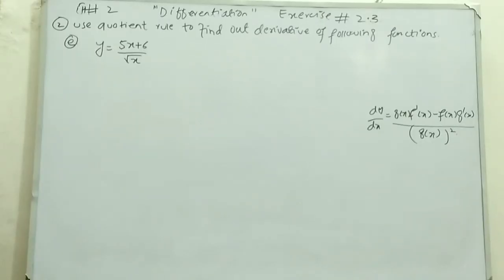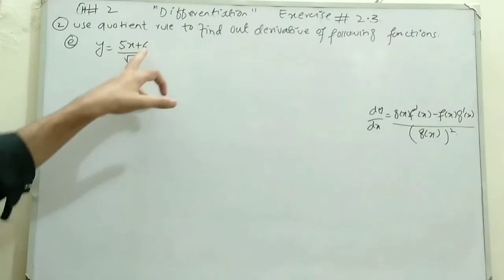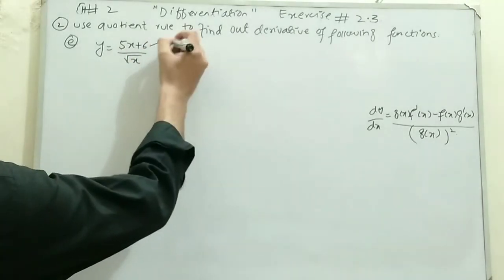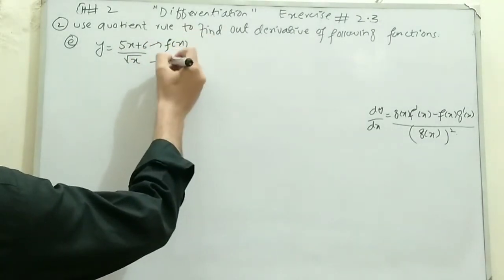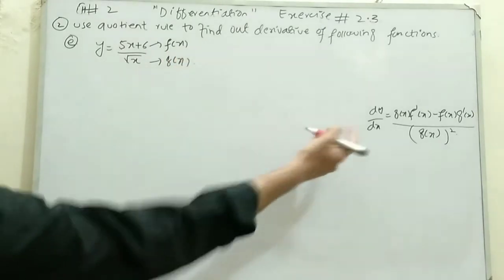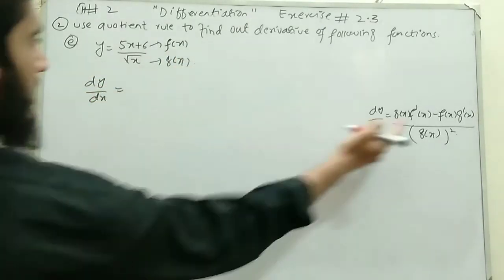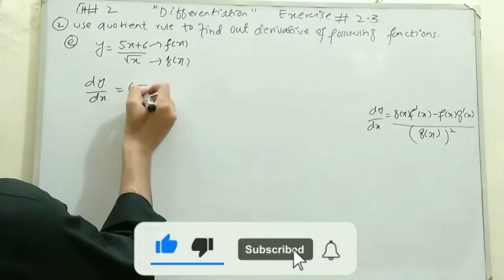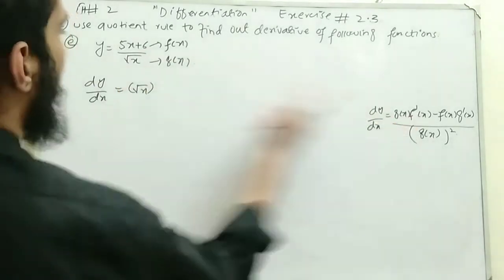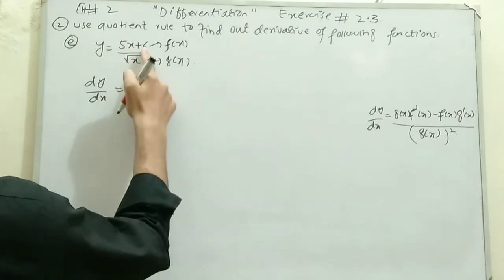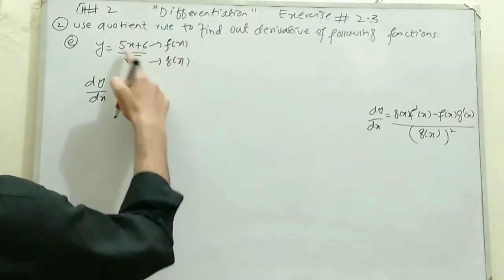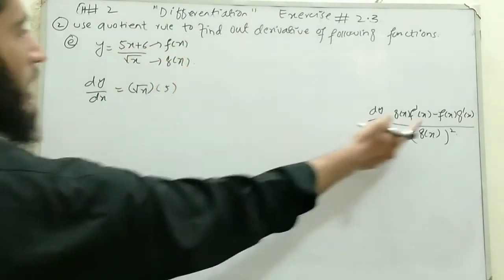Now move to part number E. A function is given: y is equal to (5x plus 6) divided by root x. Let's suppose this is the first function f of x, and this is the second function g of x. Now using the formula to find the derivative, dy by dx will be equal to the second function g of x, so root x, multiplied by f prime of x, so the derivative of 5x plus 6. You know that the derivative of 6 is a constant, so 0, and the derivative of 5x is just 5.